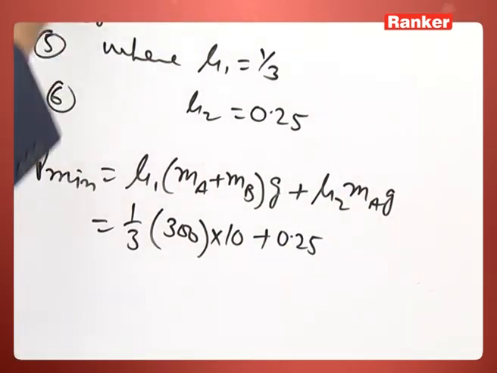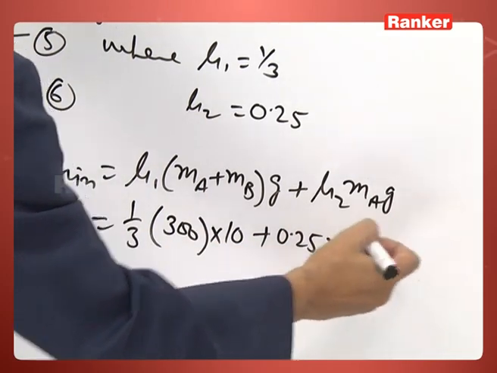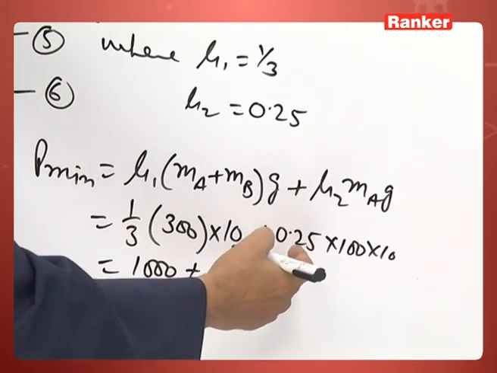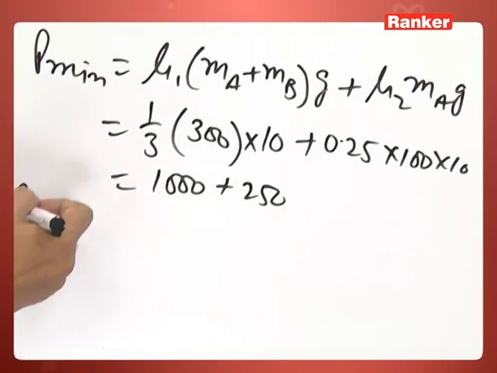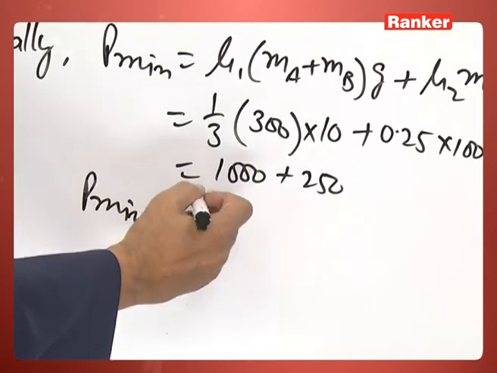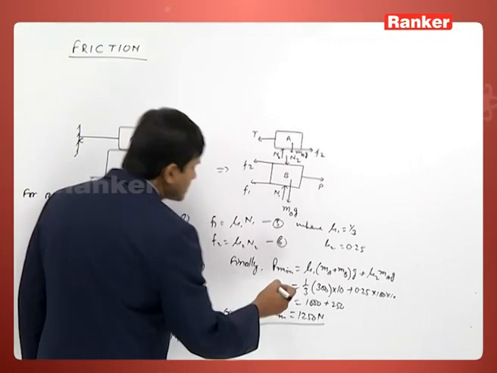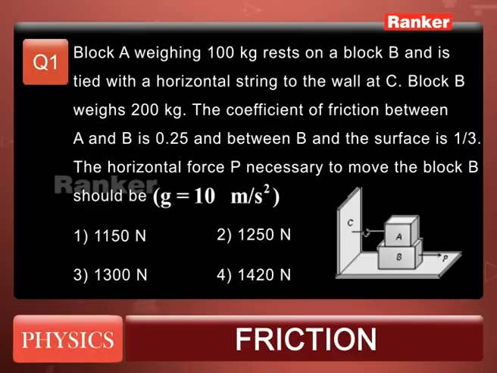Mass of block A is given 100 and G value is 10, so this is 1000, plus this is 250. So P minimum finally we are having 1250 Newton. So this is the final answer and our option number 2. So the answer is the second option, which is the correct option.